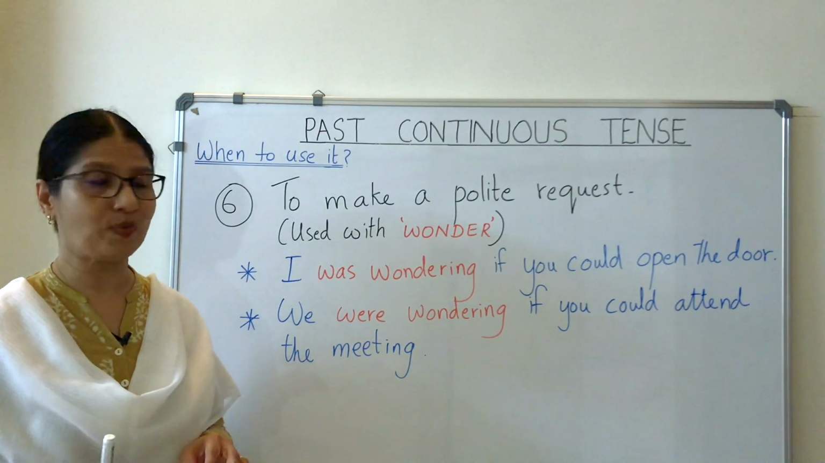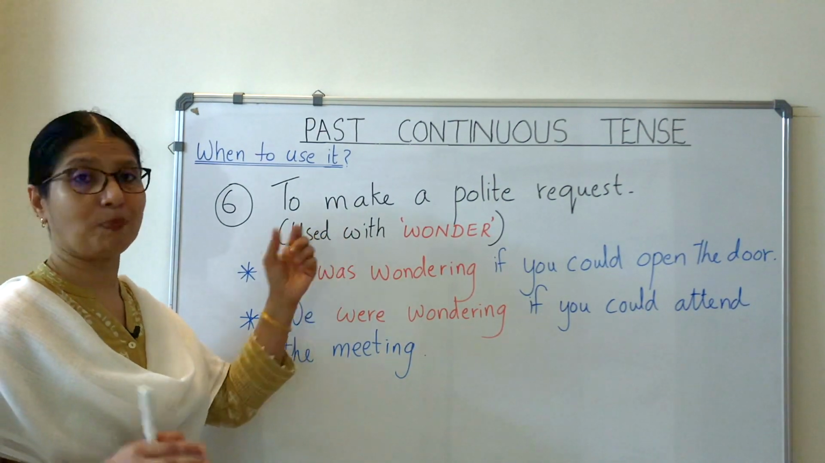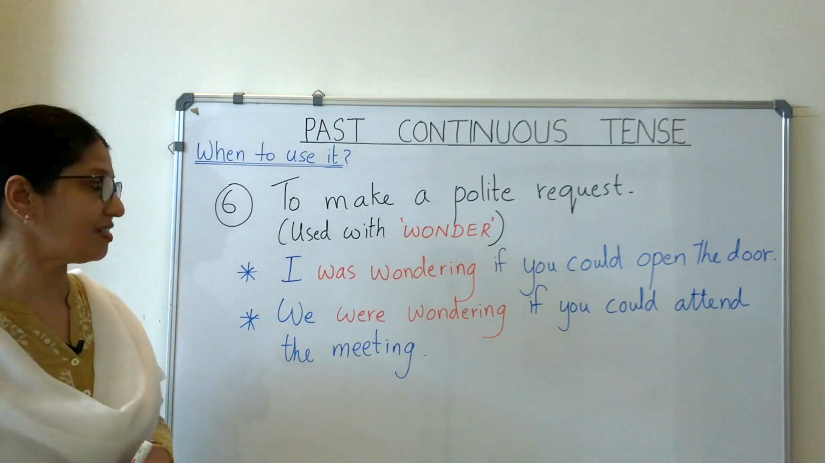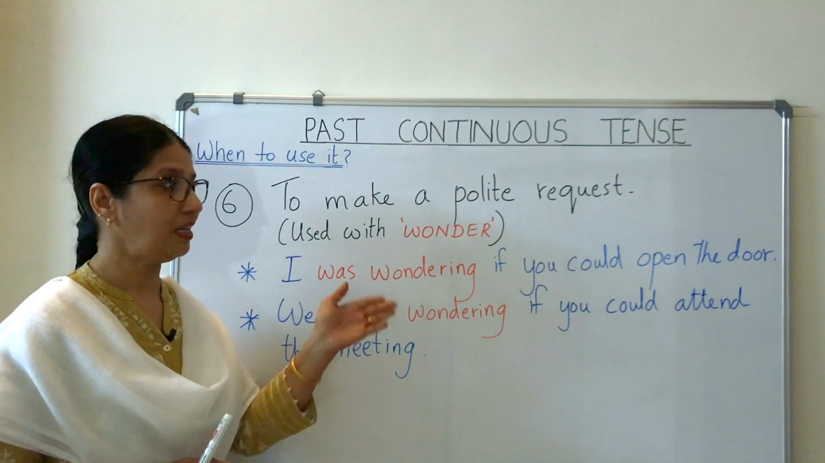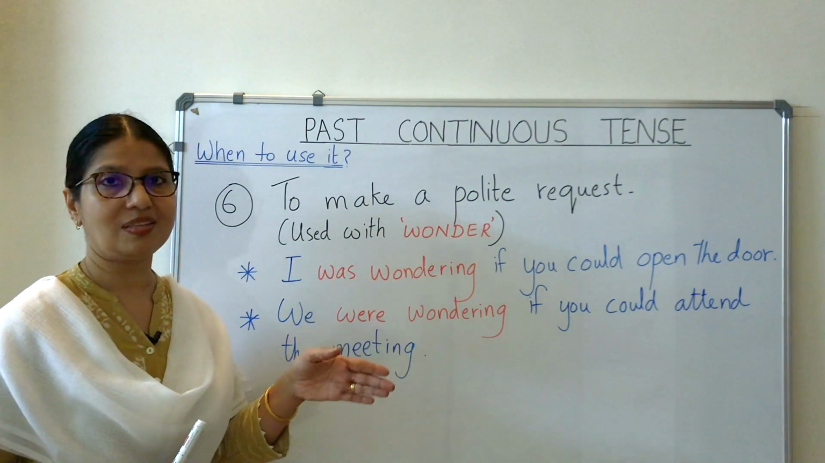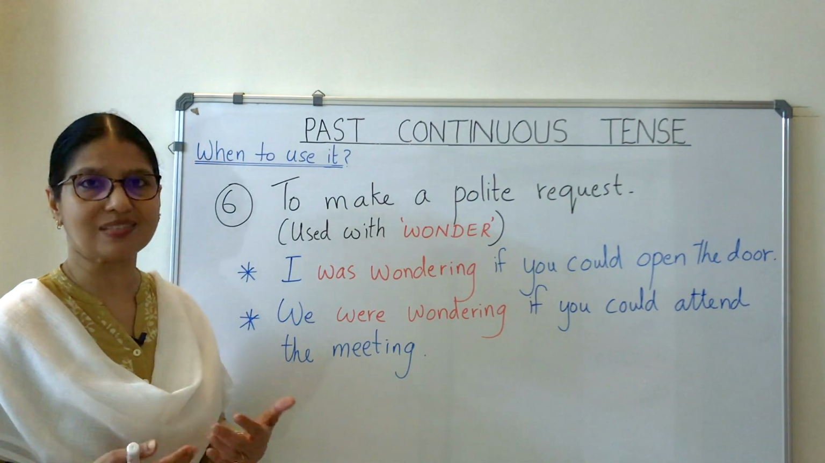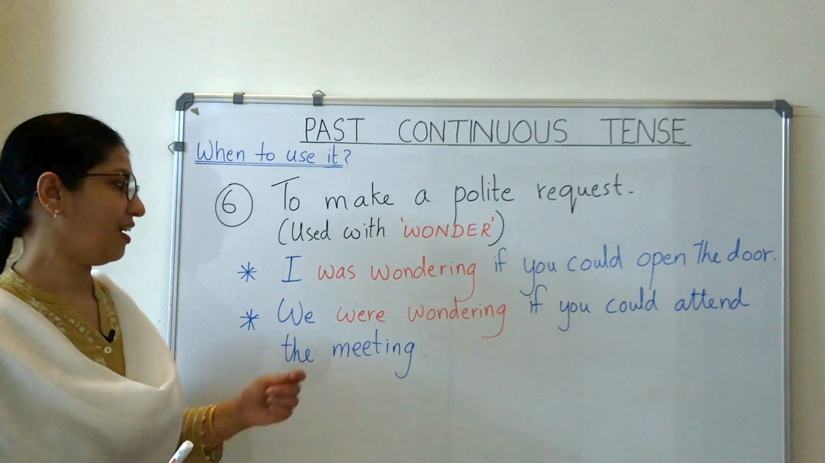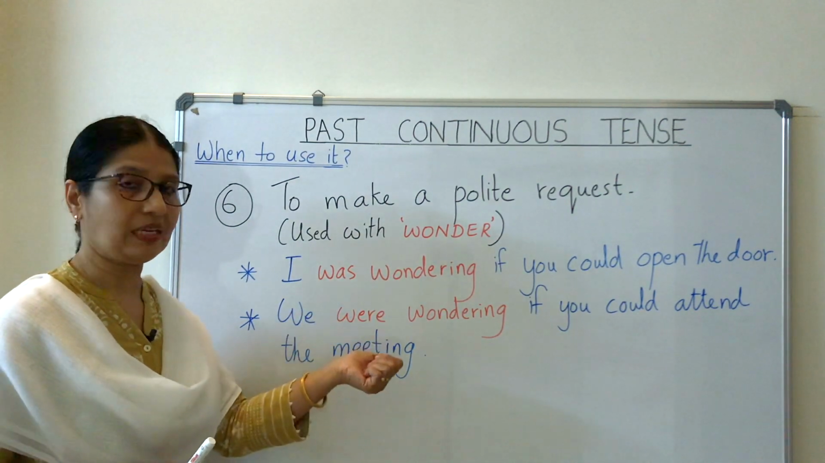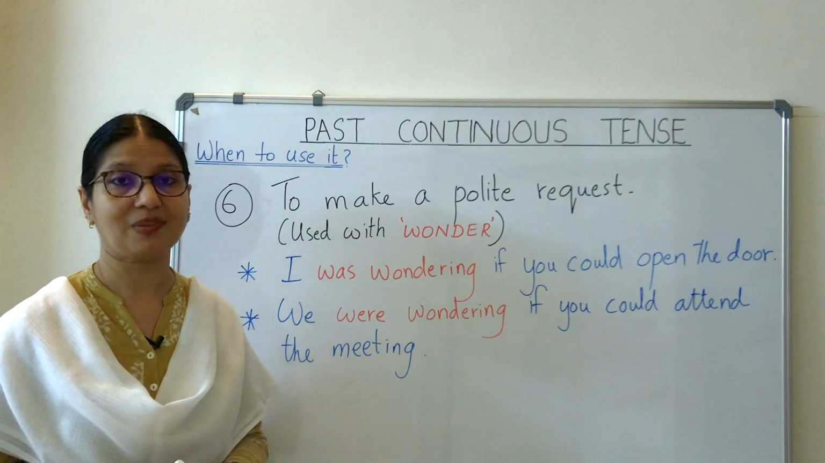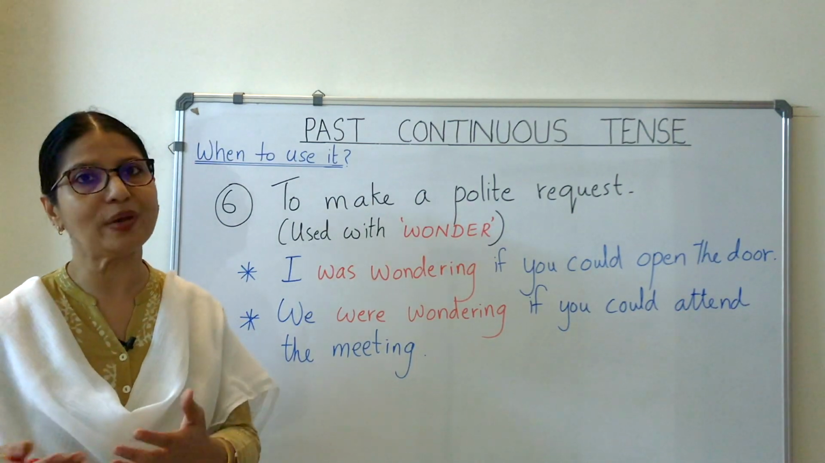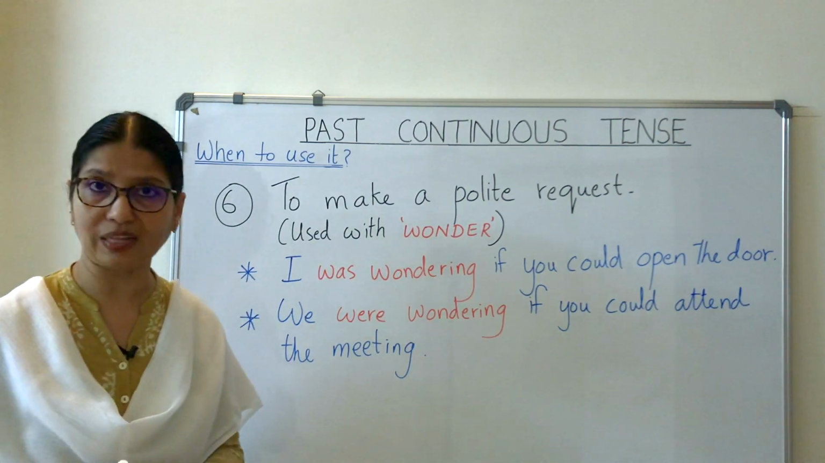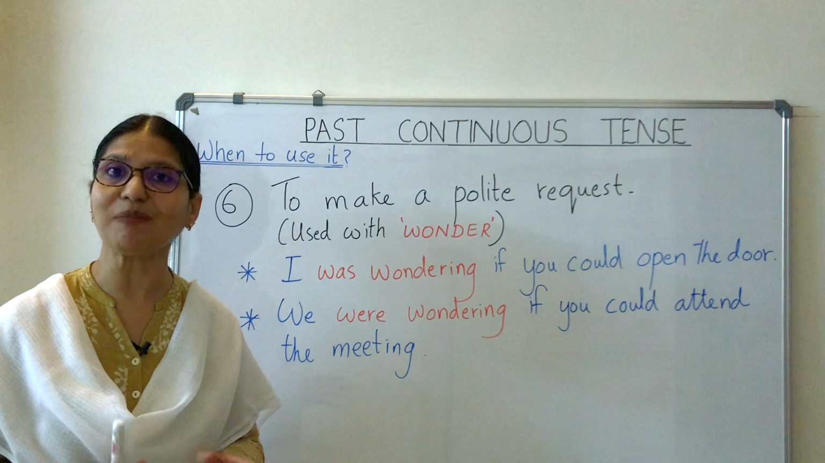But when used this way, it should always be paired with the word wonder. Let's have these examples. I was wondering if you could open the door. This is just a polite way of asking someone if he or she could open the door. Another sentence is, we were wondering if you could attend the meeting. Asking somebody in a very polite way to attend the meeting. But when we use it this way, we have to make sure that the request was made in the past.